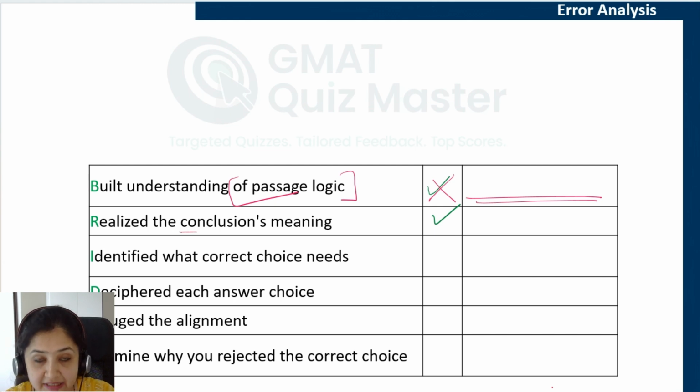Similarly, if you understood the correct meaning of the conclusion, you can mark a tick here. Otherwise, mark a cross here and mention exactly what went wrong. Did you not read the conclusion properly, or did you not understand the must be aspect or something else that is given in the conclusion? Mention the exact reason here. With this, let's move to understand what the correct answer choice should convey.